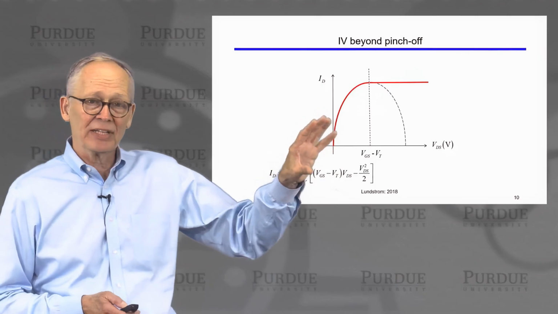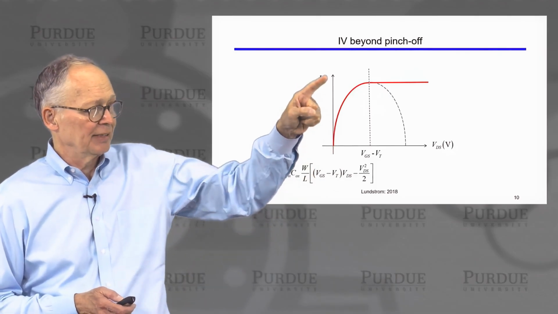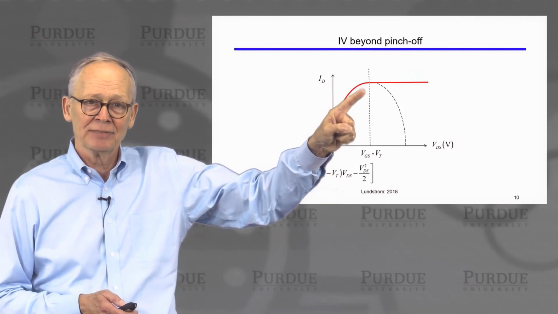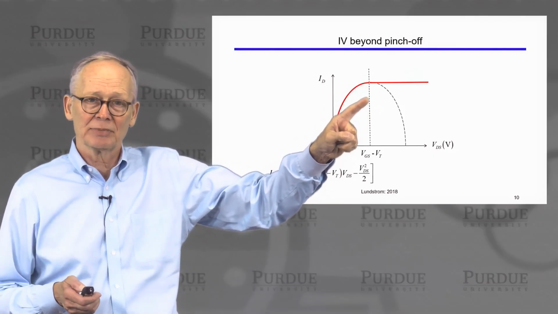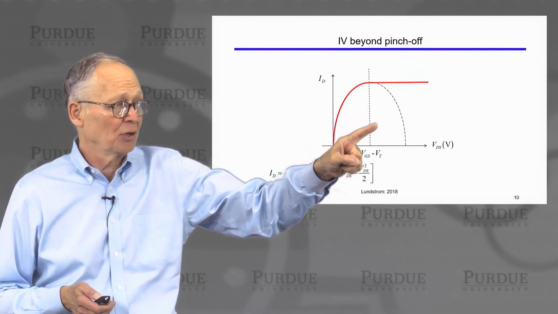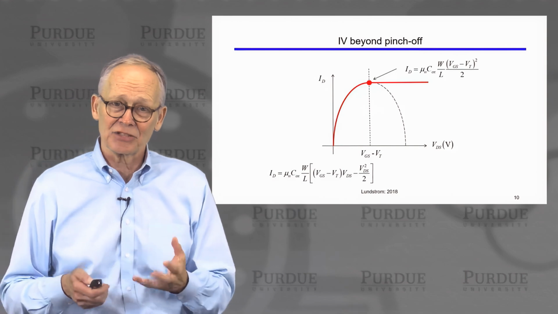So this is what the IV characteristics should look like then. We have the characteristics in the triode region. We hit the maximum of the current. Now our gradual channel approximation breaks down, but the current just continues to flow, and it continues to flow at that maximum value. That's the saturated current.